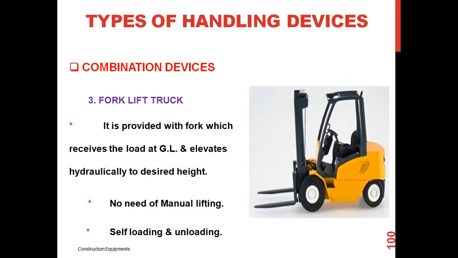The combination devices here, the forklift truck, is provided with a fork which receives the load at ground level and elevates hydraulically to the desired height. Here, in this forklift truck, we have seen previously that a forklift truck has two arms to hold the raw material on the lift-like arrangement, and they can receive the loads from the ground level and carry them hydraulically to the desired height.